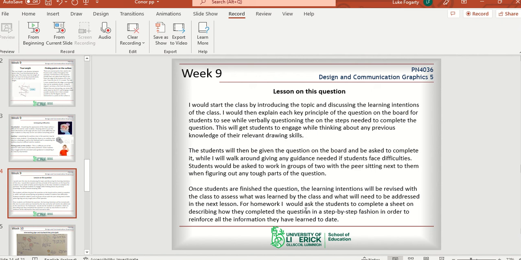Then once the question is finished, they'd go through the learning intentions of the class. We'd have a discussion about that, and I'd give them some homework to complete a sheet on describing how they completed the question, step by step of each part. This will just reinforce what they've already learned.